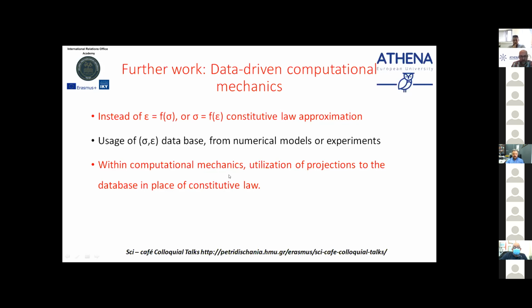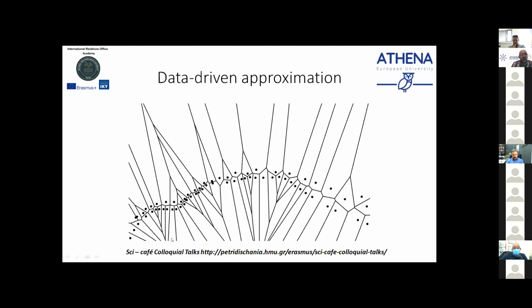Well, within computational mechanics, we use, for example, projections to the database in the place of the classical constitutive law. How does this work? Let us say that we have a stress-strain relation. We have these points here. These are the measured examples. These are the experiments we have done.